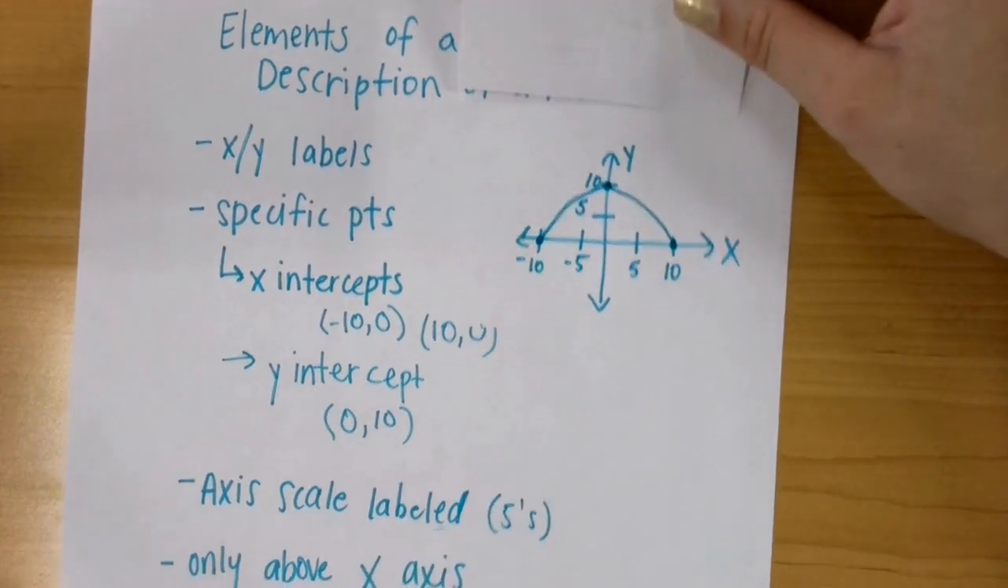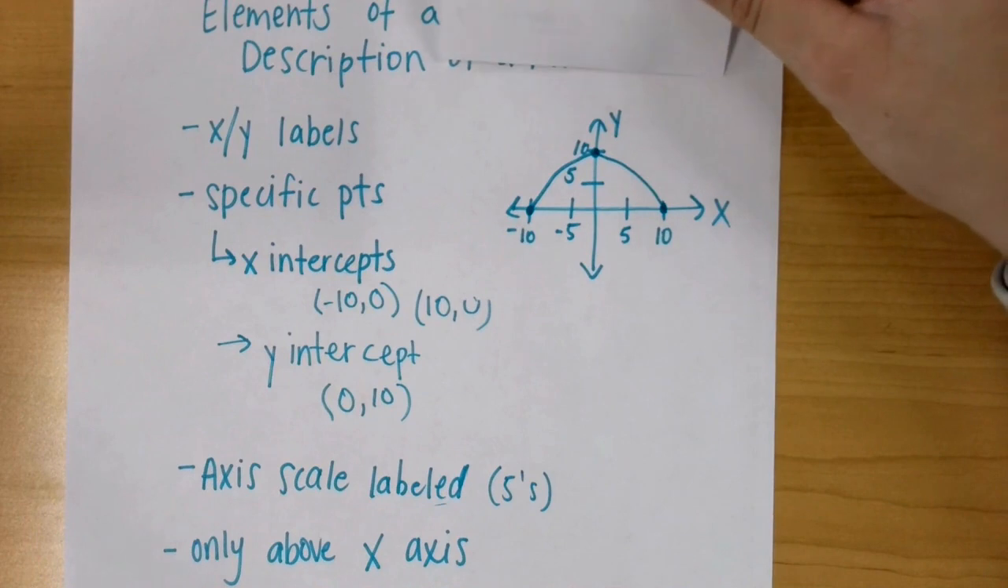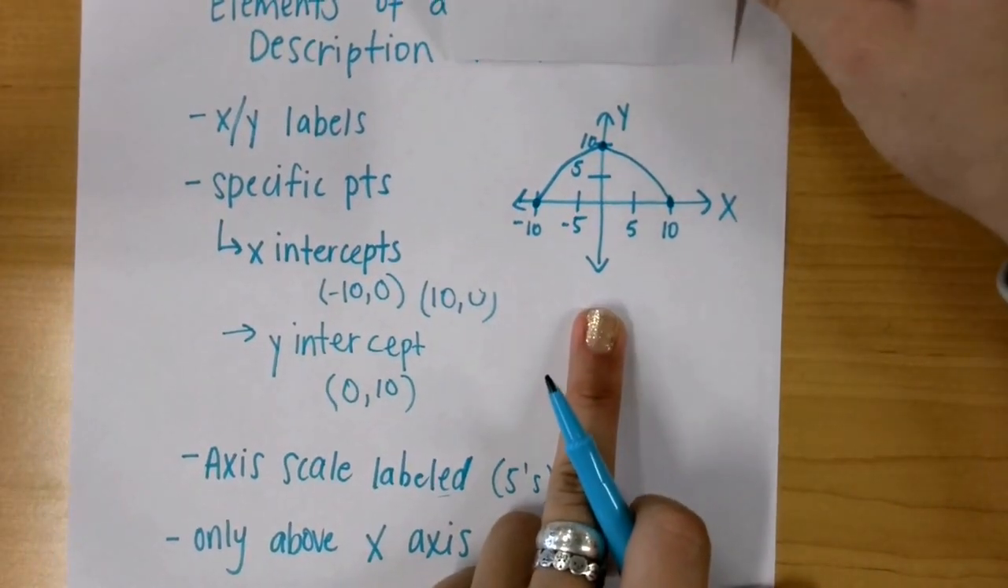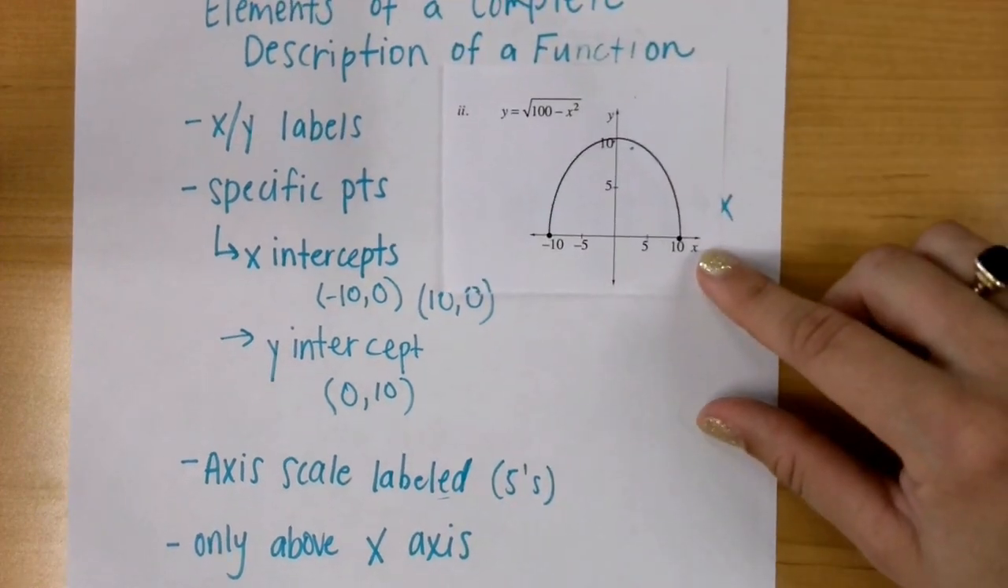So basically when you are describing a function, you want to be able to give enough details so that someone could sketch it without having a picture of it. So sure enough, it matched.